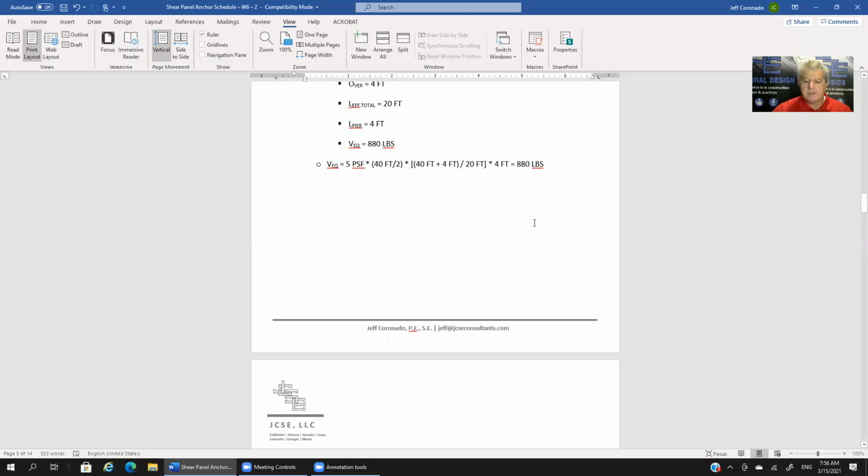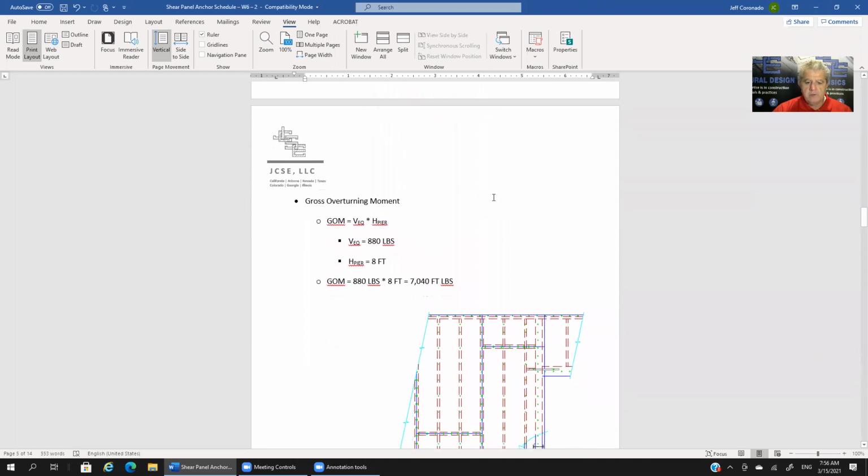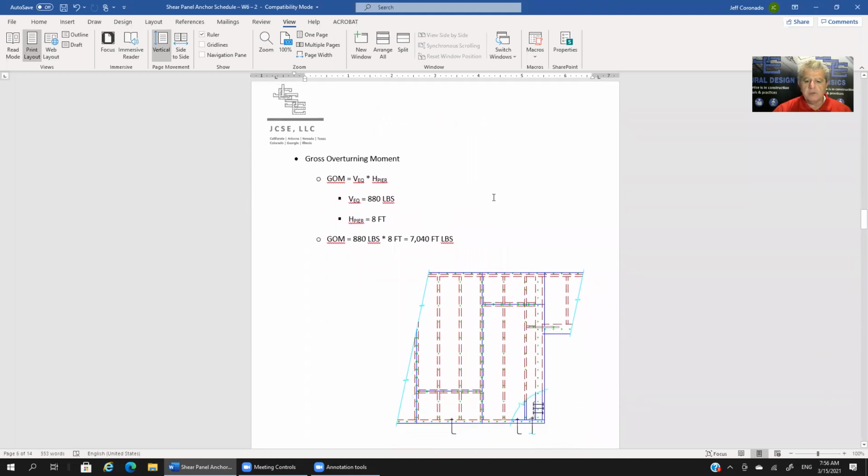Okay, so now that we've determined that the force on the pier is 880 pounds, let's see how we're going to go about taking that and getting to an overturning moment. All right, so now let's calculate the gross overturning moment. So we know that we've got 880 pounds.